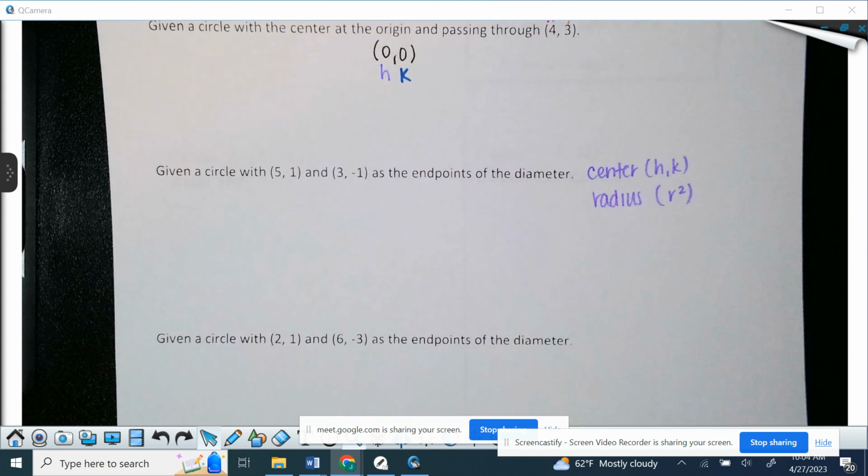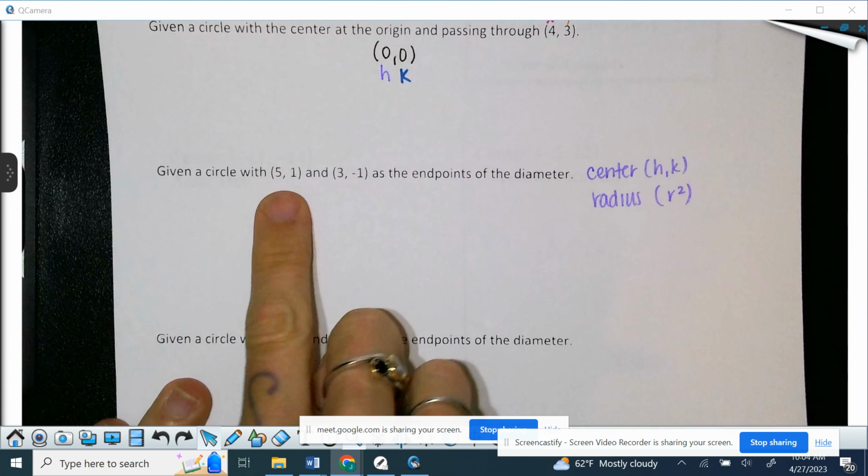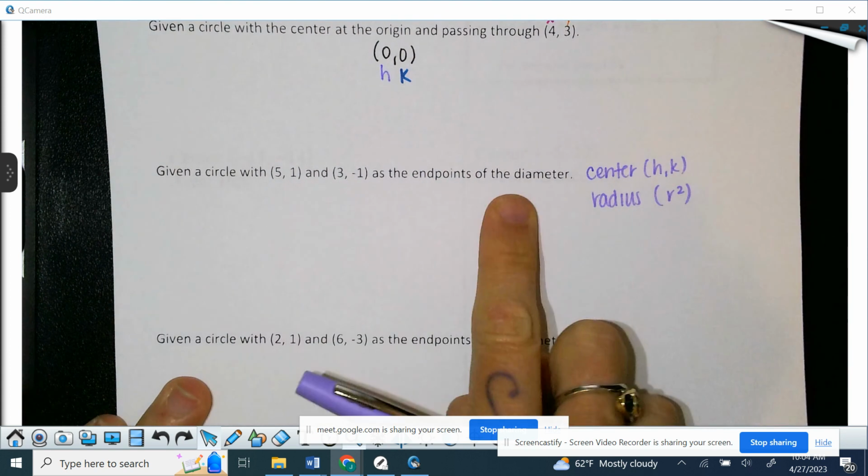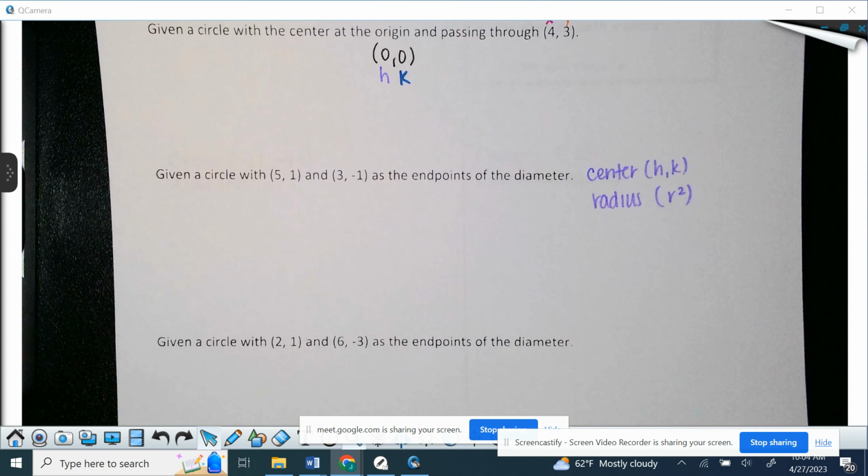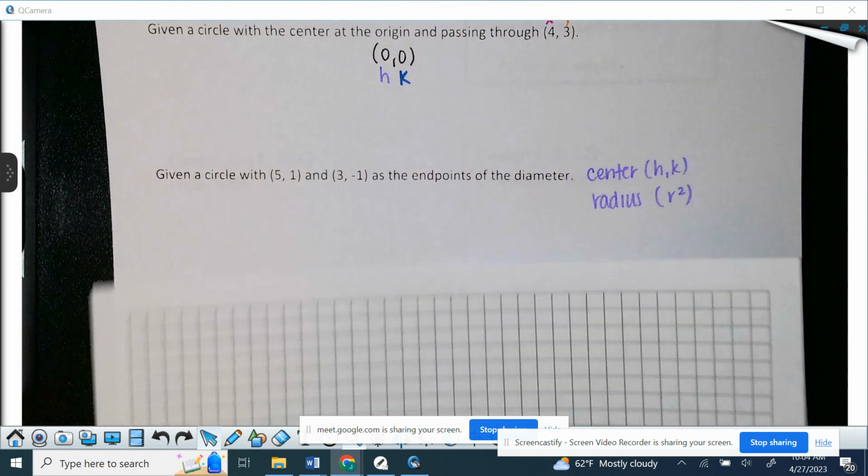If I'm given the circle with 5, 1, and 3, -1 as the endpoints of the diameter, that means I have neither of those things. But I do know that the diameter is 2 times the radius, and I can find the center by finding the midpoint of the diameter. So you could go about this a couple of different ways. If you are visual and you want a graph, you are allowed as much graph paper and blank paper as you want. And again, you have access to Desmos.